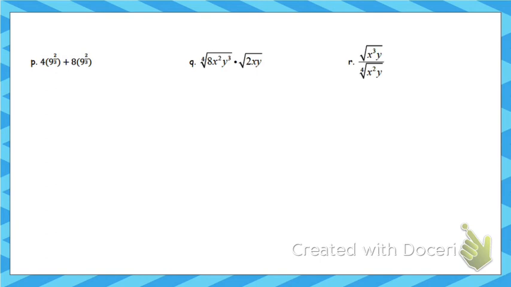All right, again, on this next one, what we need to consider, same base and same power. So since we have the same base and the same power, I can add those together, and I have 12 times 9 to the 2/3 power.